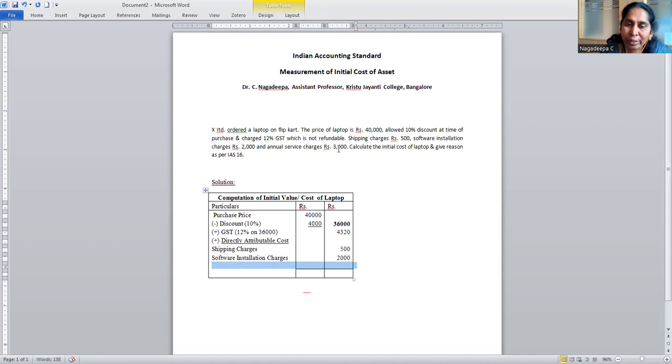Here we are not going to include the 3,000 service charges, because the service charges will occur annually. That is after you start using the product. That means after the production process starts, that expense should not come as an initial cost. That will be shown in the P&L account. That's why we are not going to consider the annual service charges in the cost.